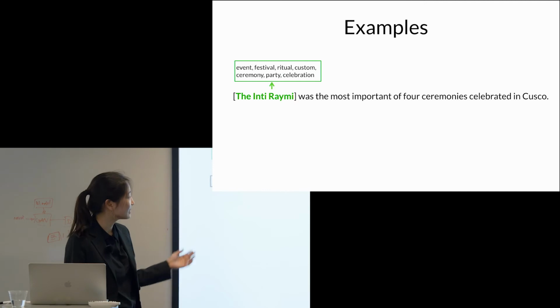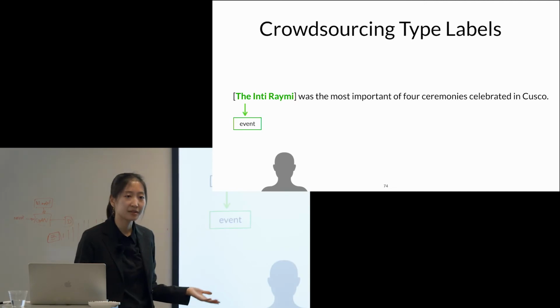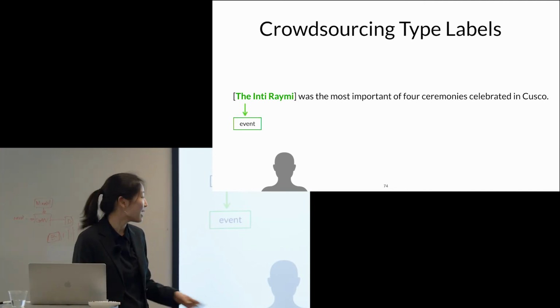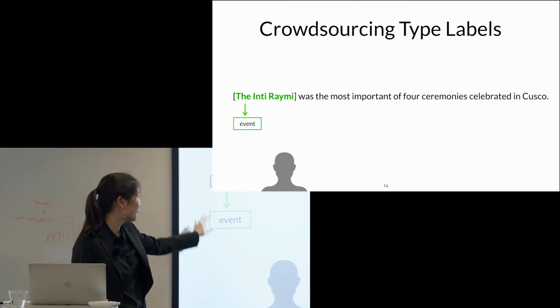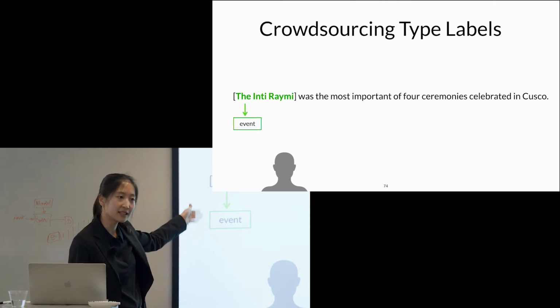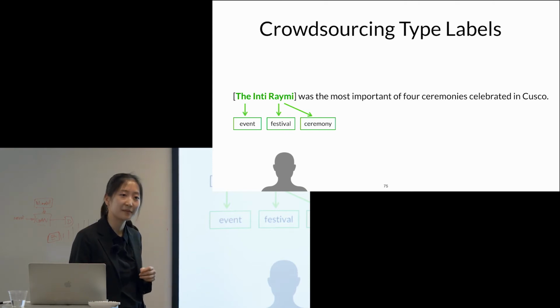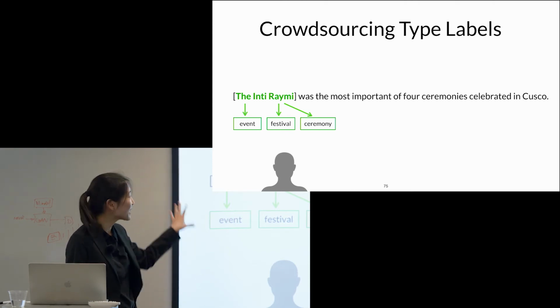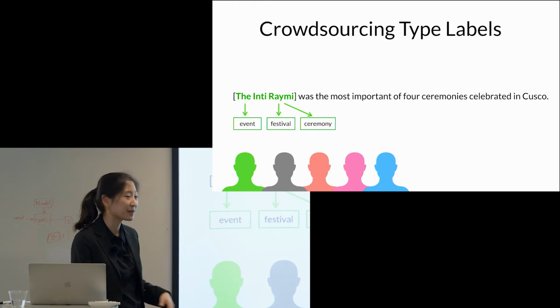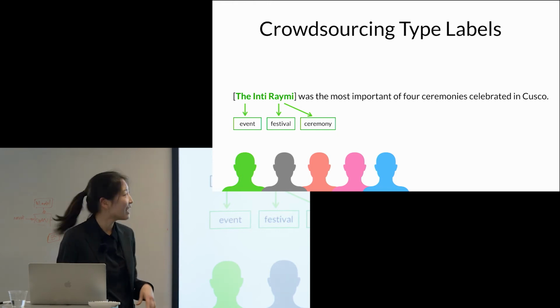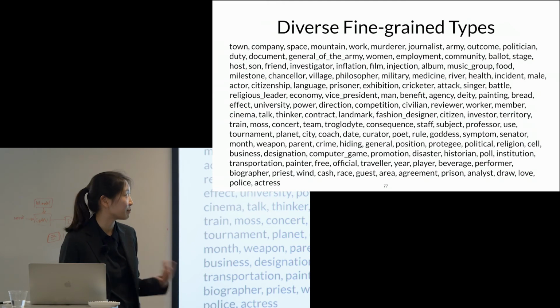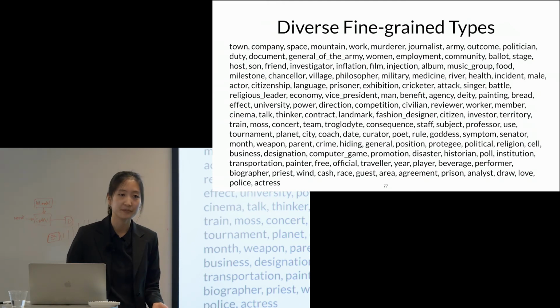And how we collected this data, we went to crowdsourcing on Mechanical Turk and basically asked the workers to give one general type for the entity, such as an event, and 2 finer-grained types such as a festival and ceremony. And then we gave the exact same example to multiple people, actually 5 of them. And after this collection, we did some validation phase, and then we ended up with very, very fine-grained labels.